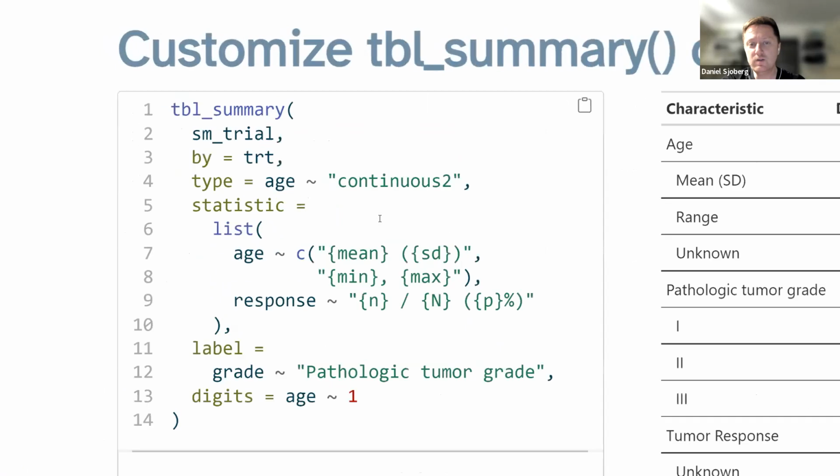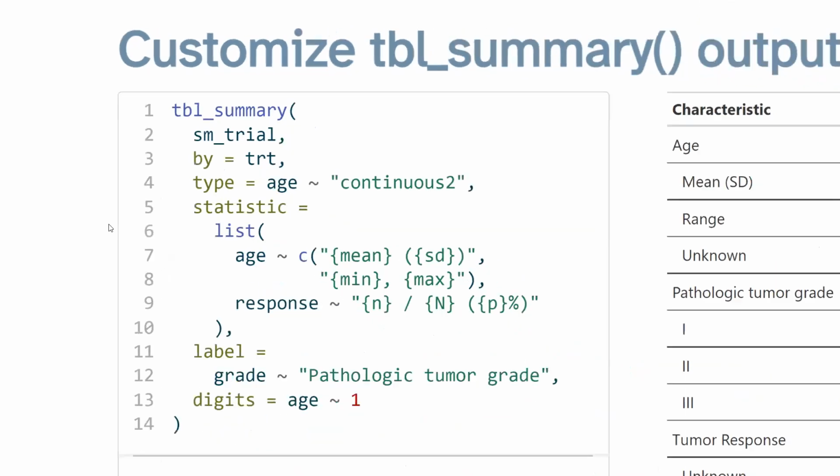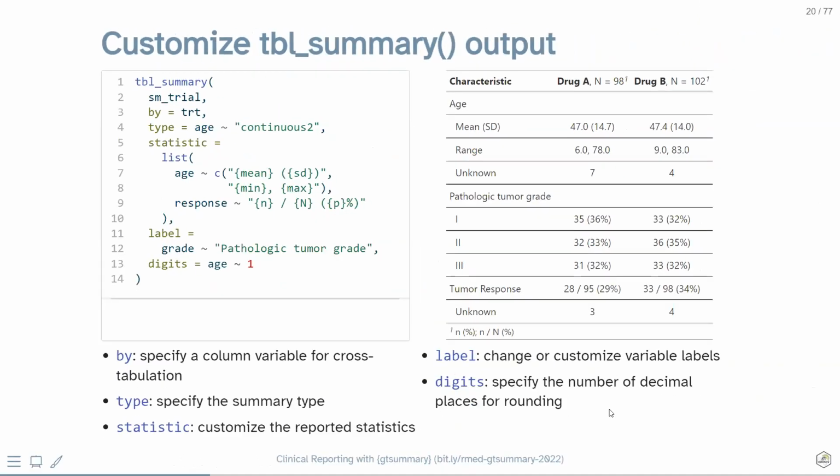So here in this type argument, age was defaulted to continuous, regular continuous, not continuous 2, but we override our default by saying make age continuous 2. So in this example, if you wanted CYL to be summarized continuously instead of categorically, you would say CYL tilde continuous, and that would change the default type. Okay, thank you very much. No, thank you for asking a question.